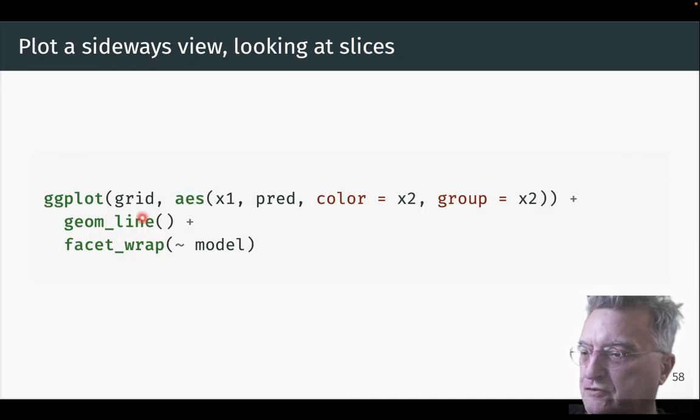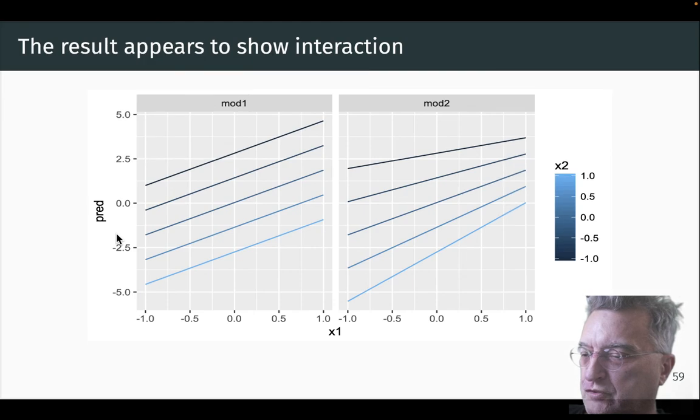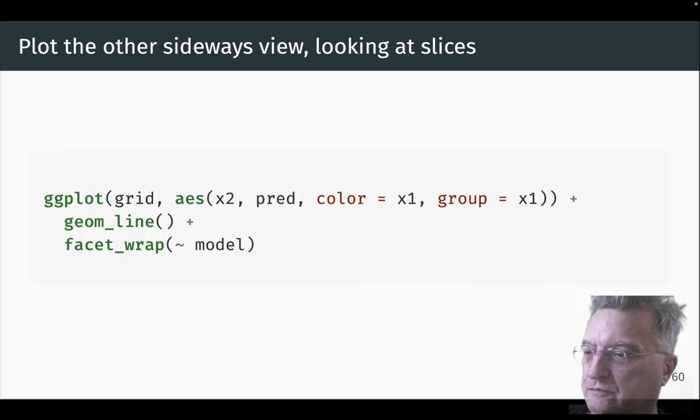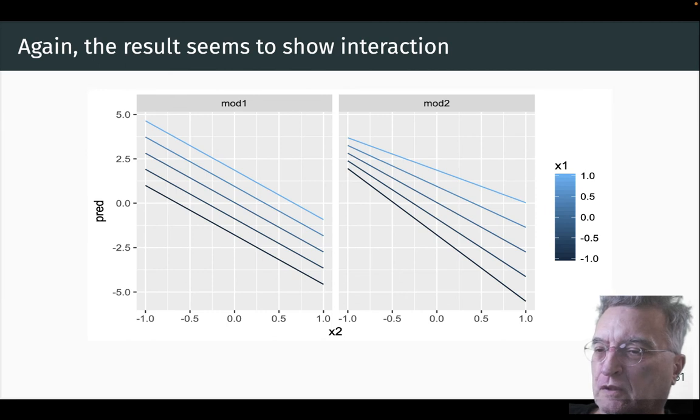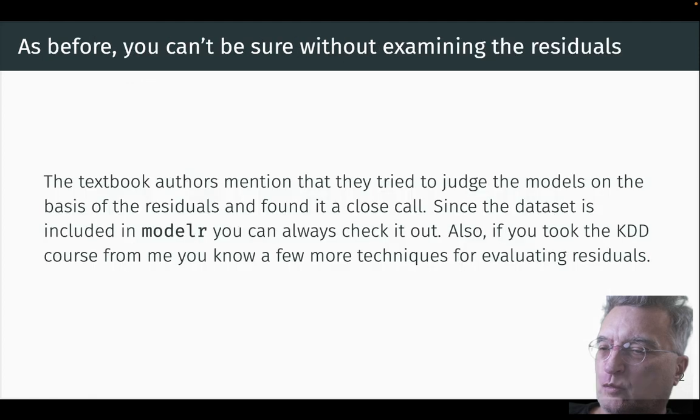But if we look at them sideways, we see that there is interaction in Model 2, but not in Model 1. Model 1 has parallel lines. Model 2 having no parallel lines indicates that there is interaction between x1 and x2. We can look at the other sideways view. If you imagine the 3D space converted into two sideways views, we can look at it the other way and see that there is interaction here as well.